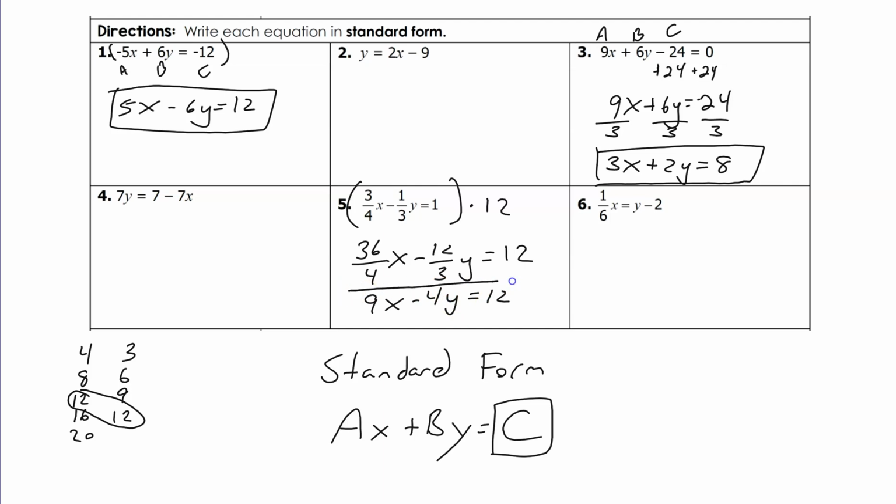So now when we have that, we are now in standard form, because 9, negative 4, and 12, the greatest common factor is 1. All right? Excellent.